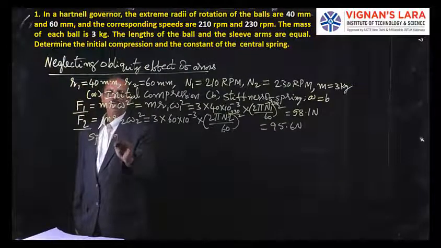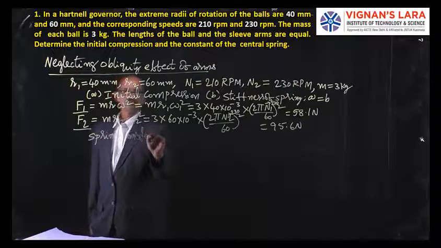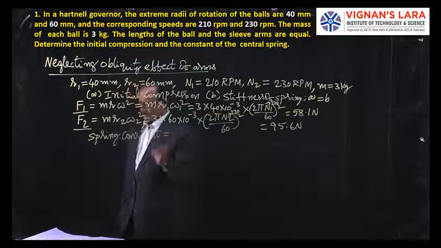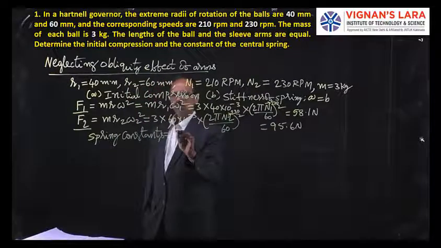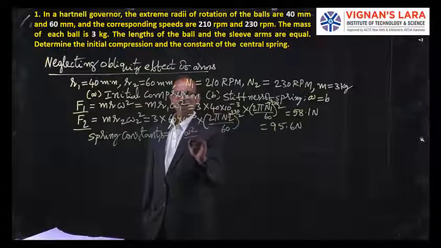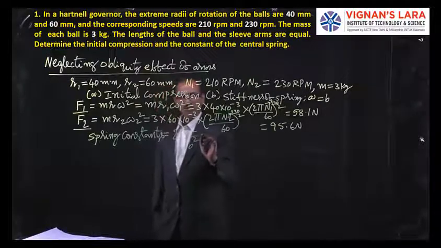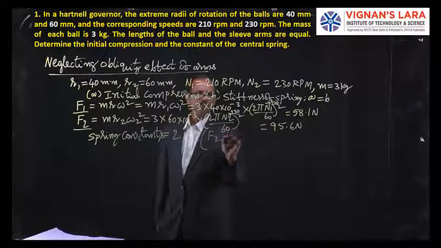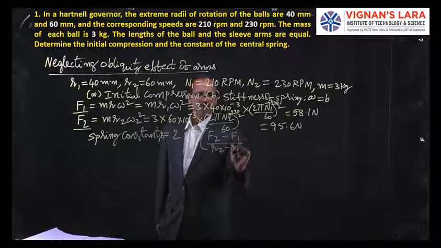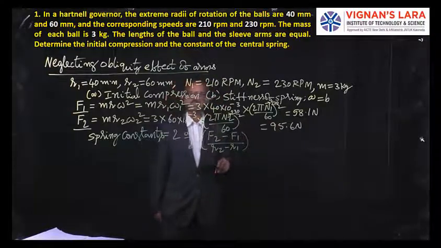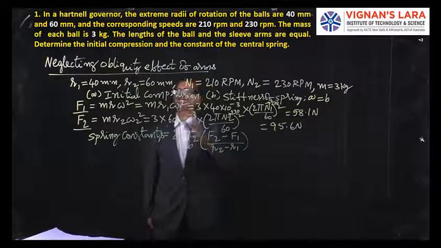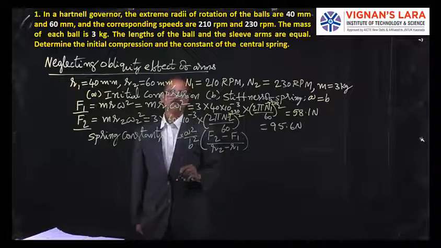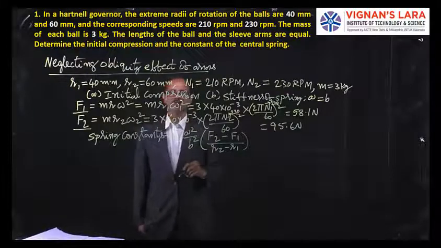So we know the spring constant, we have already derived this equation. Spring constant, that is S is equal to 2a square by b square into F2 minus F1 by R2 minus R1. This we have already derived in the last class, neglecting the obliquity effect of arms. Here also I have neglected the obliquity effect of the arms.